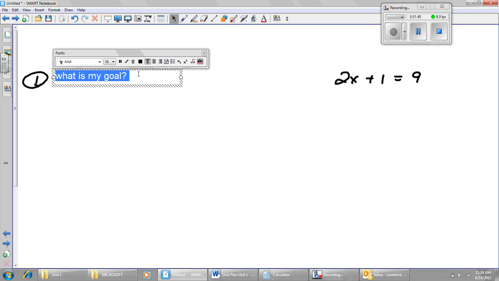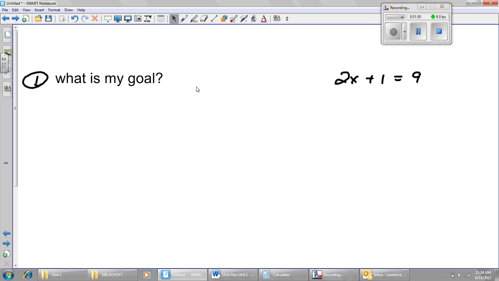All right, what is my goal? Hopefully you all know that your goal is to get x alone. So your goal is to get the variable alone. Okay, we want it to read x equals, y equals, q equals, any variable that you use. By the way, there's only one letter you can never use as a variable. Hopefully you realize it is an O, because the readers can't tell if it's an O or a 0.